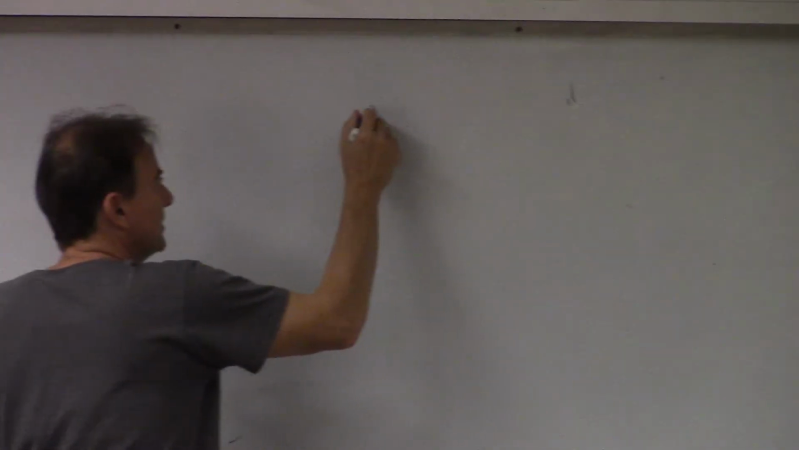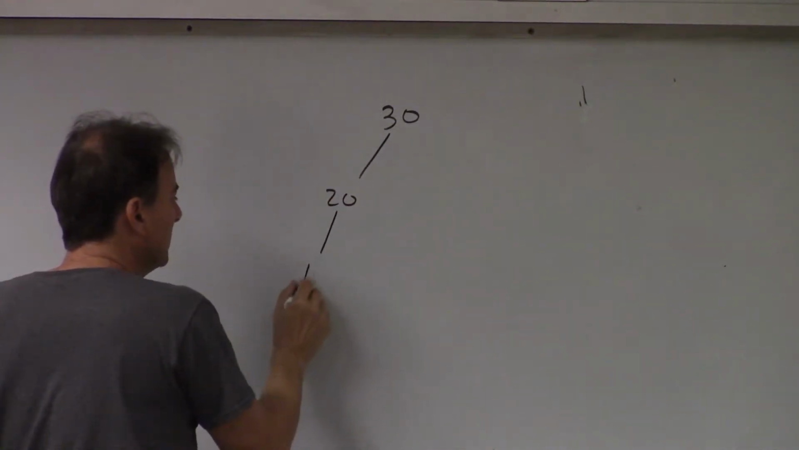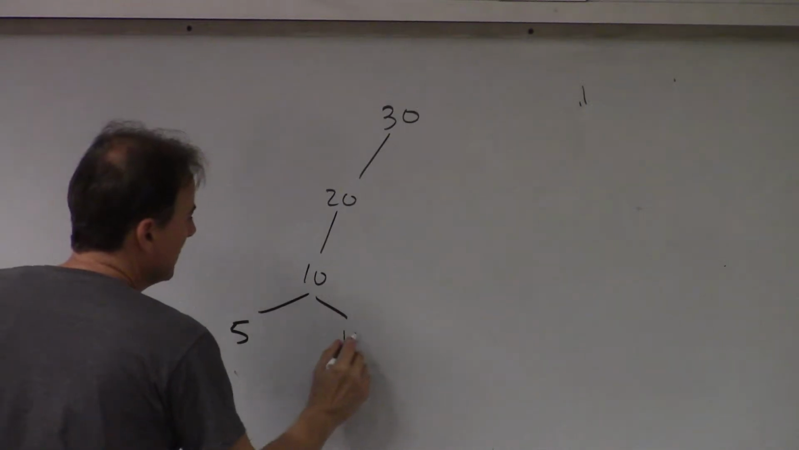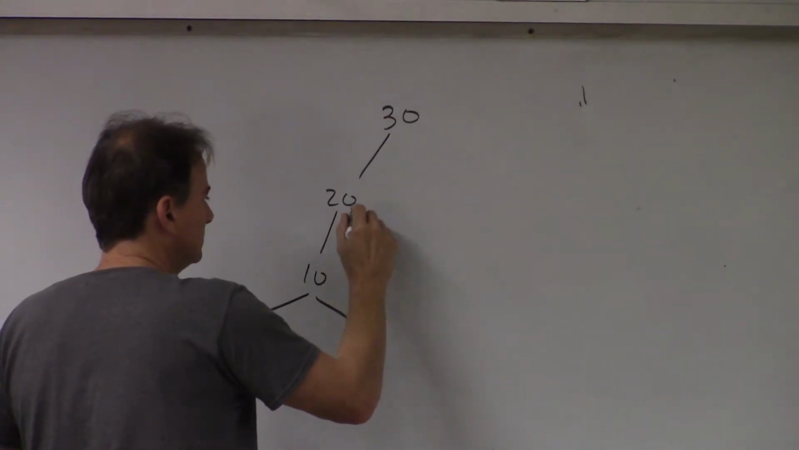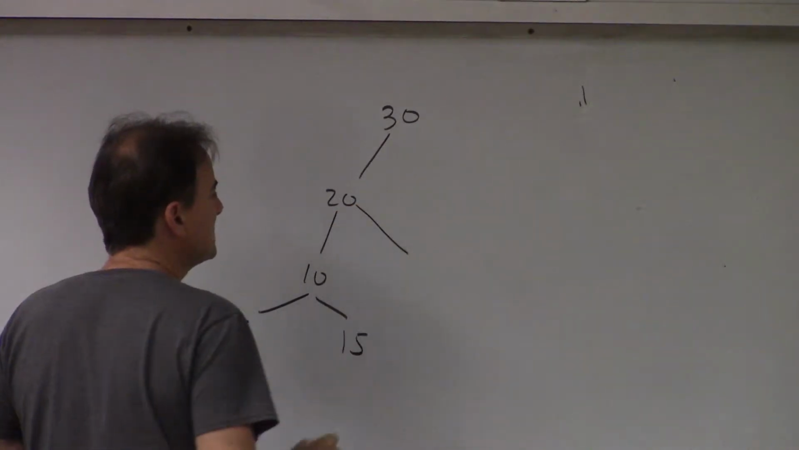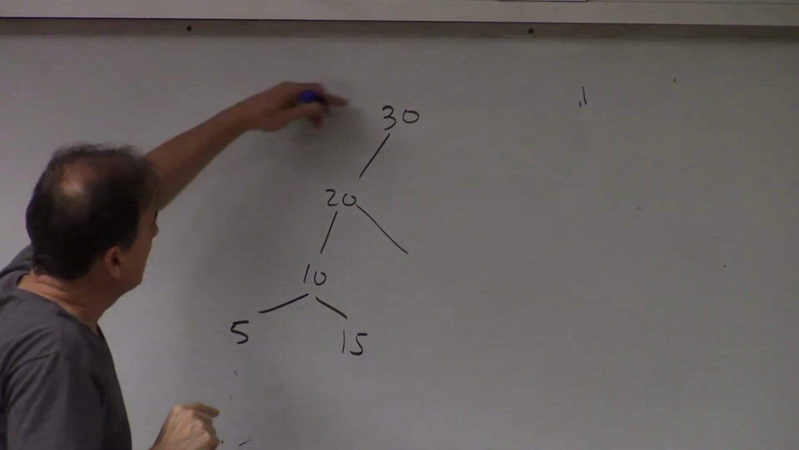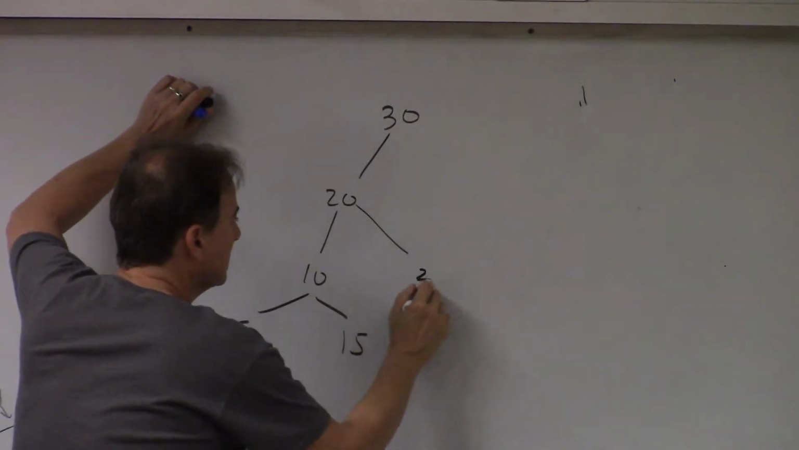Let's say we have a tree that looks like this. Let's say we have 30, and then we have 20, and then we have 10, and then we have 5, and then we have 15, and then we have... What's the biggest number I can have here? 29. Why 29? Because it has to be less than 30 to get here. So this would be 20, so let's make it 28.